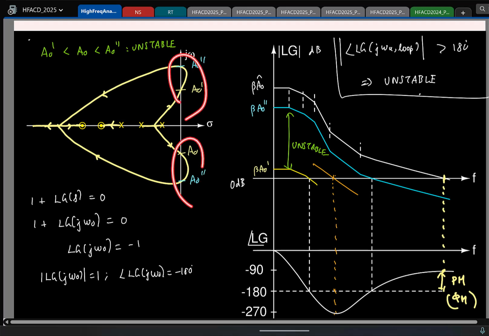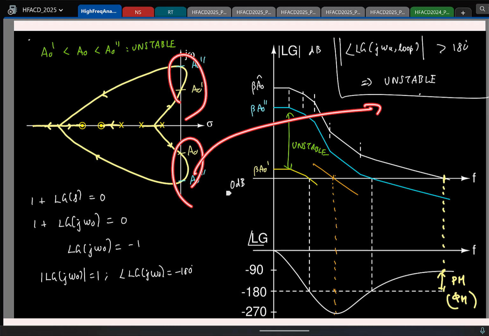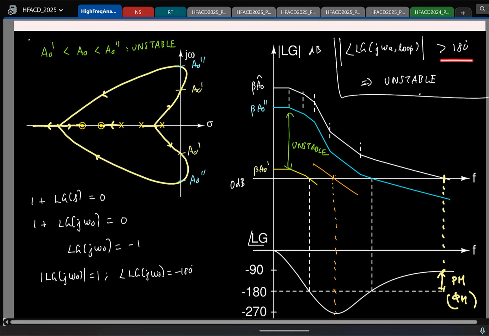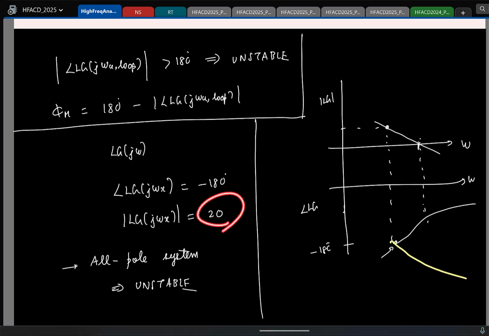But that understanding maps to this statement that you only look at the phase at the unity loop gain frequency. That has to be less than 180 degrees for the system to be stable. That's the only condition. You cannot say if the gain is greater than 1 at the frequency where the phase is minus 180. Cool. So now at least it is the phase margin that we have to check.